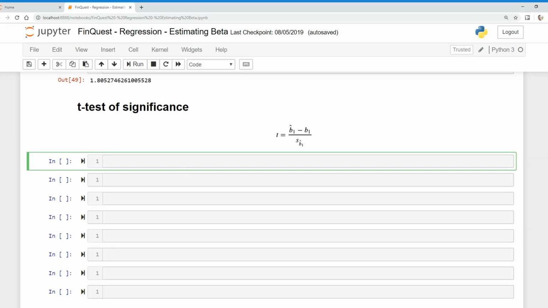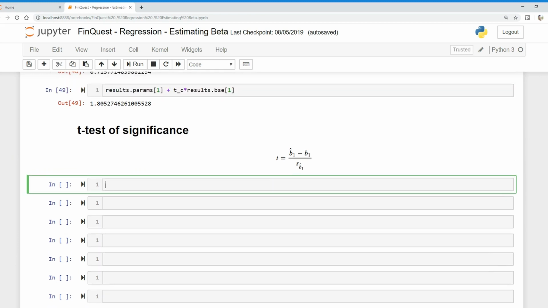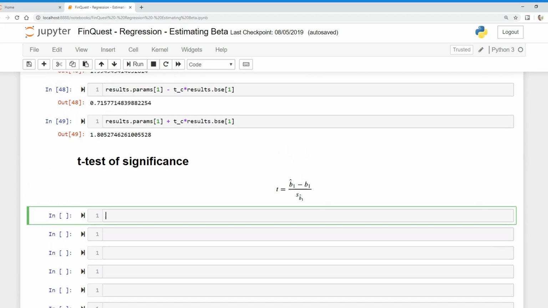Hey everyone, we're going to continue with our hypothesis test with our second approach, and that is using a t-test of significance. So we can compute the statistic t equals b1 hat minus our hypothesized value of b1, divided by the standard error of our estimated coefficient of b1. What we're trying to do here is compare the absolute value of the t statistic with that of the t critical value. We're actually going to get the same result as we did above with the confidence interval approach. The idea is, if the absolute value of t is greater than the t critical value, then we can reject the null hypothesis.